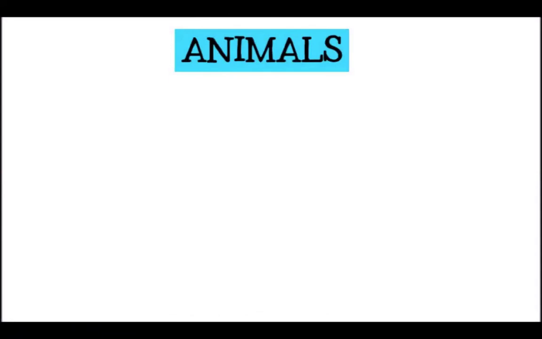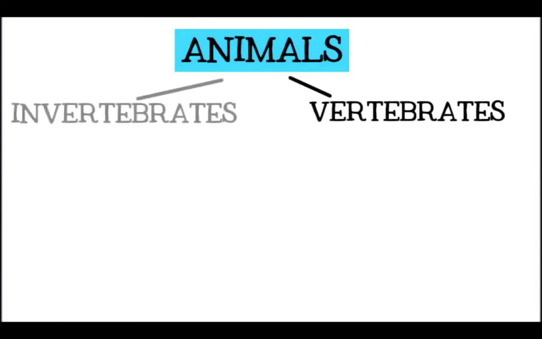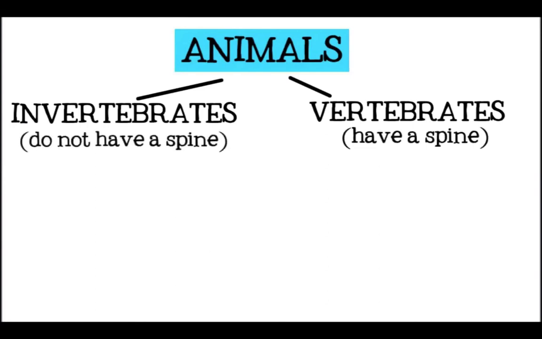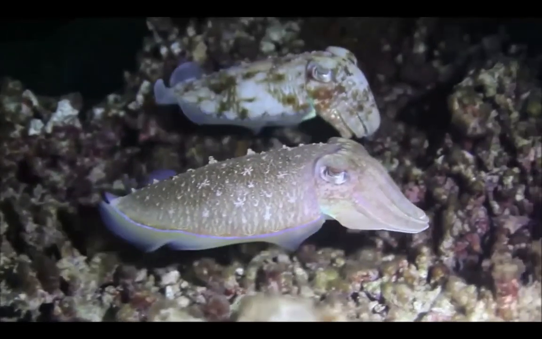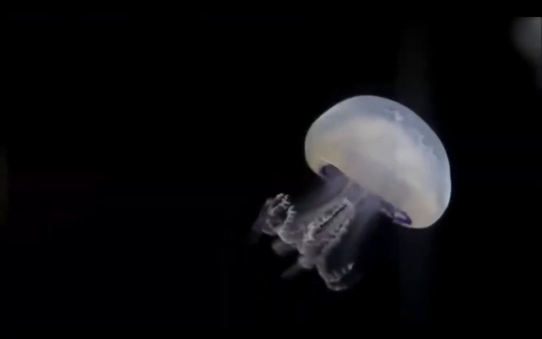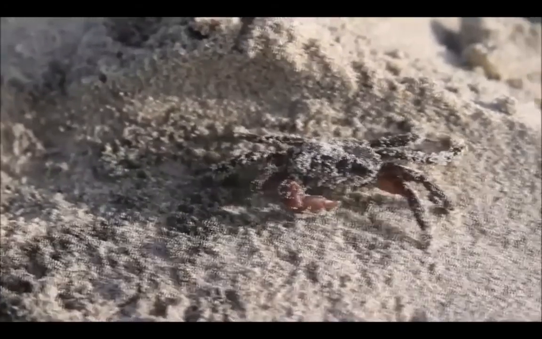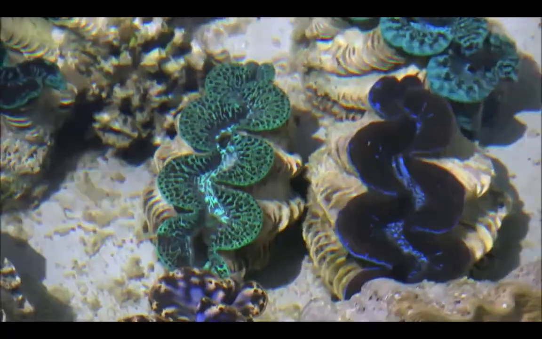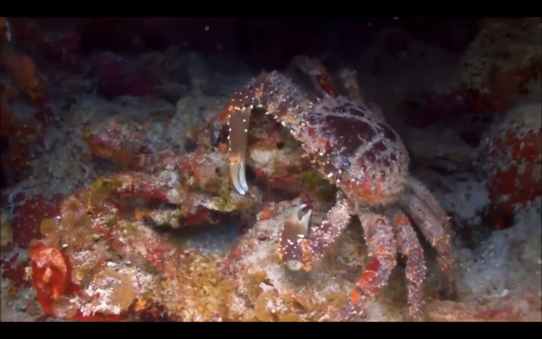The two largest groups of animals are vertebrates and invertebrates. Vertebrates are animals that have spines or backbones. Invertebrates are animals that do not have backbones. Most of the animals in the world are invertebrates. Some examples of invertebrates are octopus and squid, insects, arachnids, starfish and sea urchins, jellyfish, crabs and lobsters, clams, and many more creatures.